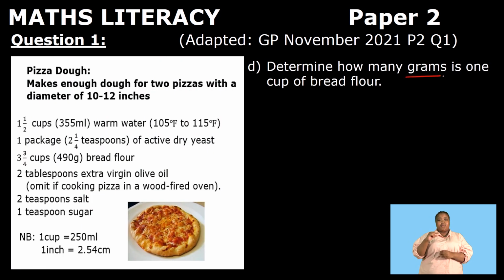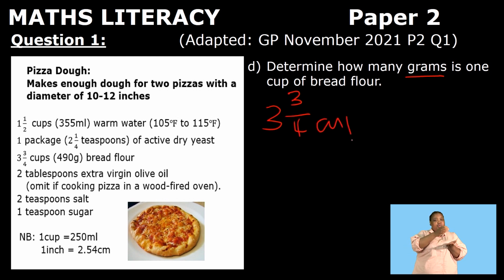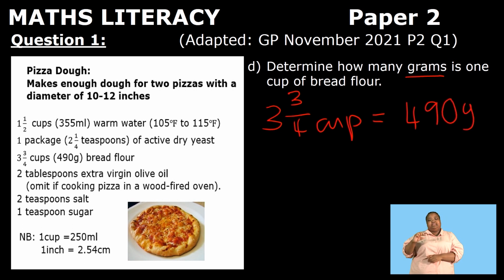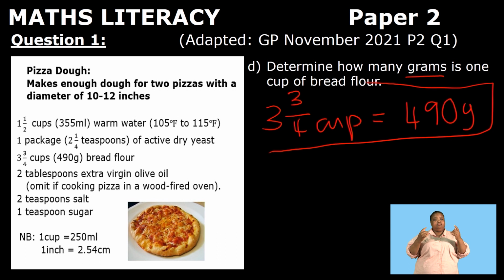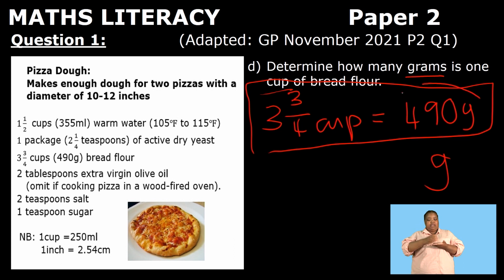Determine how many grams is 1 cup of bread flour. So now we know that we need to use 3 3/4 of a cup, and that is the same as 490 grams. So we need to take this comparison and get to the number of grams. So we will take that, because they want 1 cup, we will take the 490 and divide it by 3,75.